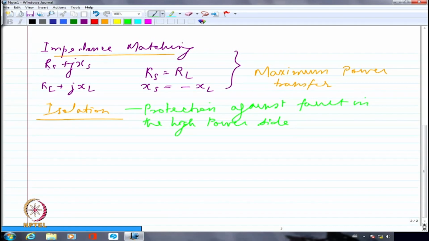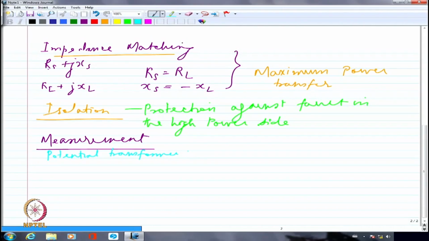Another application is for measurement. I mentioned this already once. This can be a potential transformer. I may like to measure a 400 kilovolt quantity from a transmission level. I will not have a voltmeter of 400 kilovolt range. So I might like to step it down using a potential transformer and then give it to a voltmeter of a lower range. So essentially this is for measuring high voltages.